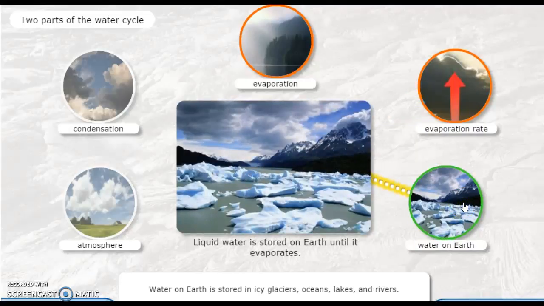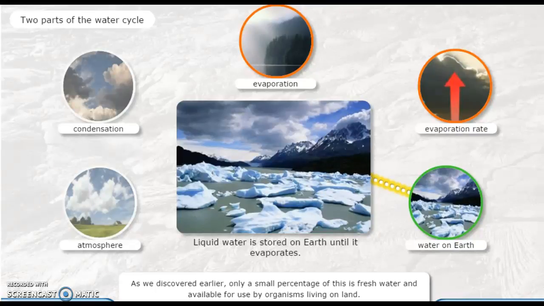Water on Earth is stored in icy glaciers, oceans, lakes, and rivers. As we discovered earlier, only a small percentage of this is fresh water and available for use by organisms living on land.